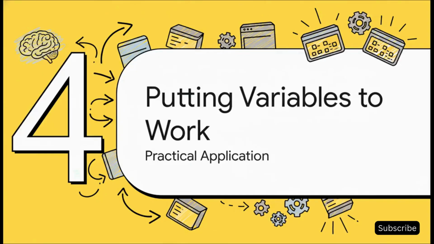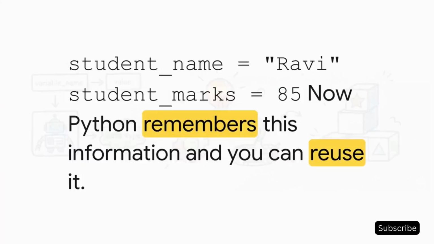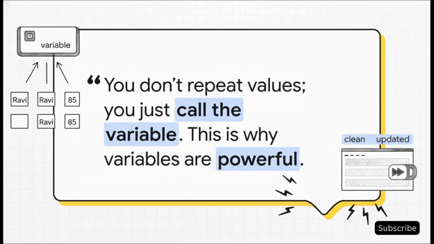Awesome! So now you know how to create variables. But let's get to the fun part, seeing why they are so incredibly powerful when you start building real programs. Okay, let's imagine you're keeping track of student data. With just these 2 lines of code, you've told Python to remember this information. Now, anywhere in your program, you can just use student_name or student_marks without having to type out the actual values ever again. And that is the whole point. You don't repeat values, you just call the variable. Instead of typing Ravi or 85 100 times, you just use the name of the box. This makes your code way more efficient, cleaner, and so much easier to update. That's what makes them so powerful.